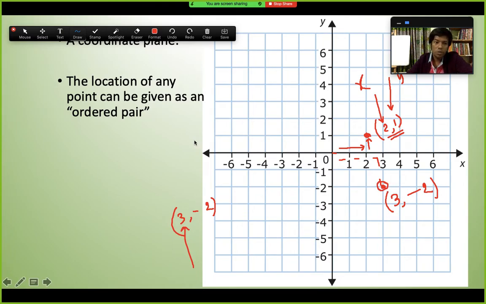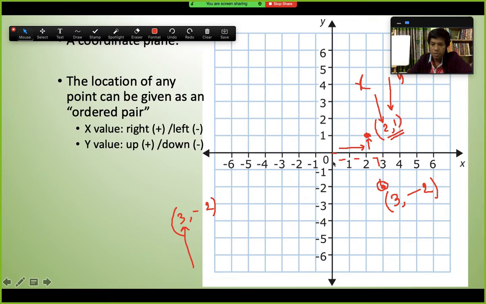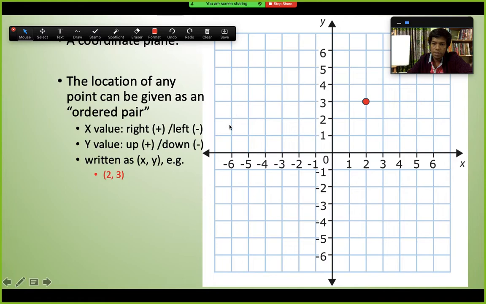Anyway, we are talking about the ordered pair. So this thing is called the ordered pair. They are ordered pairs. So again, for this x value, the right side from this point is positive. This side is negative. For the y value, the upside is positive. The downside is negative. Written x, y. Always the first value is x, the second value is y. So 2, 3. Let me clean it up so that you can see. 2, 3, see, this side is 2, then this side is 3.